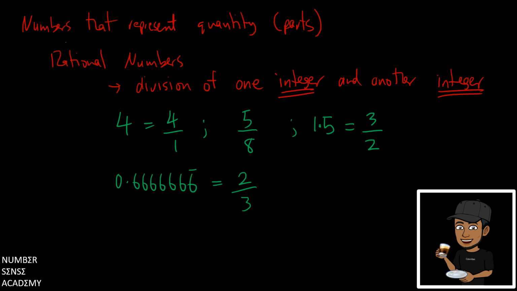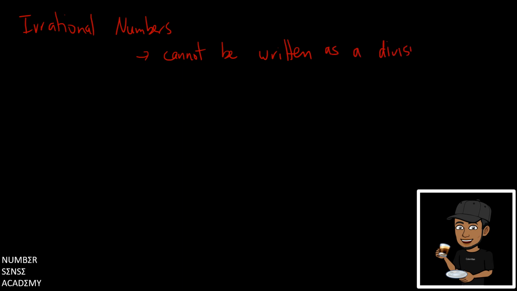Now let's look at another type of numbers that represent quantity, and these are irrational. These are irrational numbers. So they cannot be expressed using two integers. Okay? It cannot be written as a division of two integers. So let's just put that down. Cannot be written as a division of two integers.